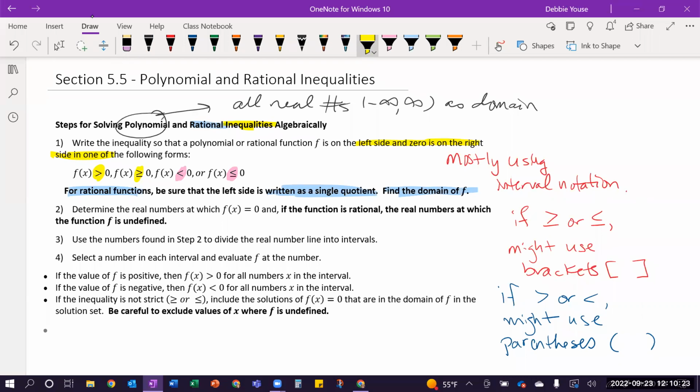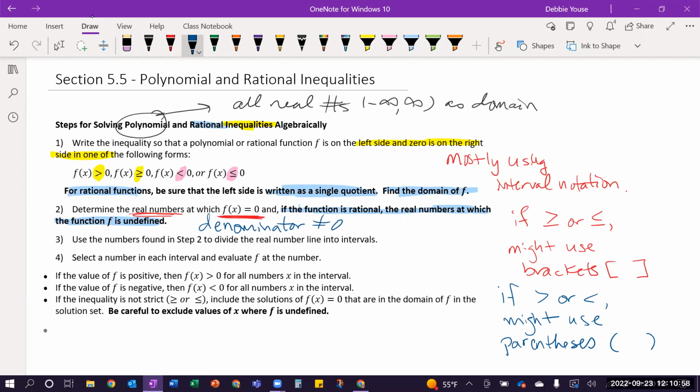And then once you've done that, you're going to solve the function equal to 0, because you're going to find those real numbers that are those solutions. And then, again, I'm going to highlight it in blue, but I have it in bold. If it's rational, you're also going to find out where your function's undefined, because again, you have a quotient, so you don't want the denominator equal to 0.